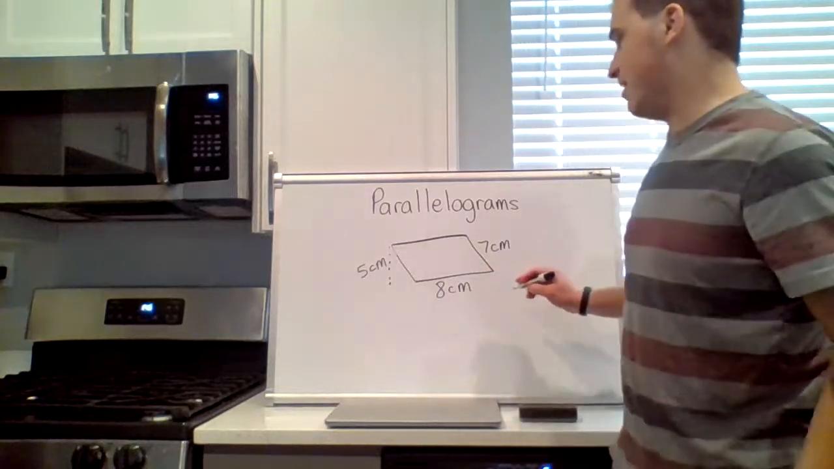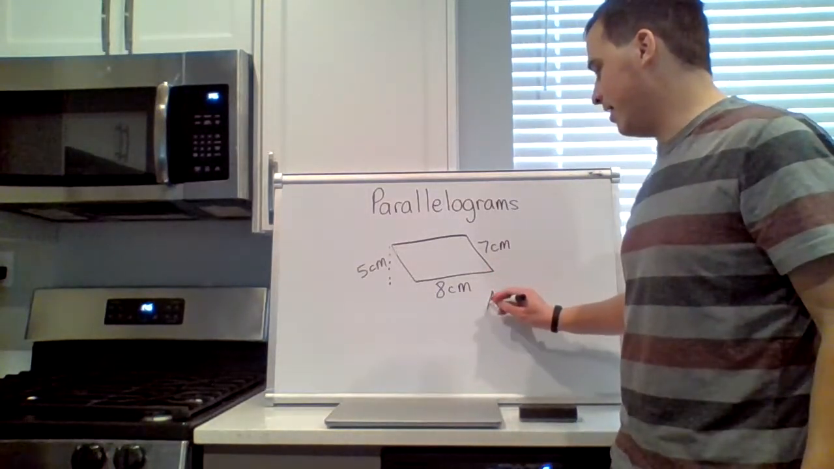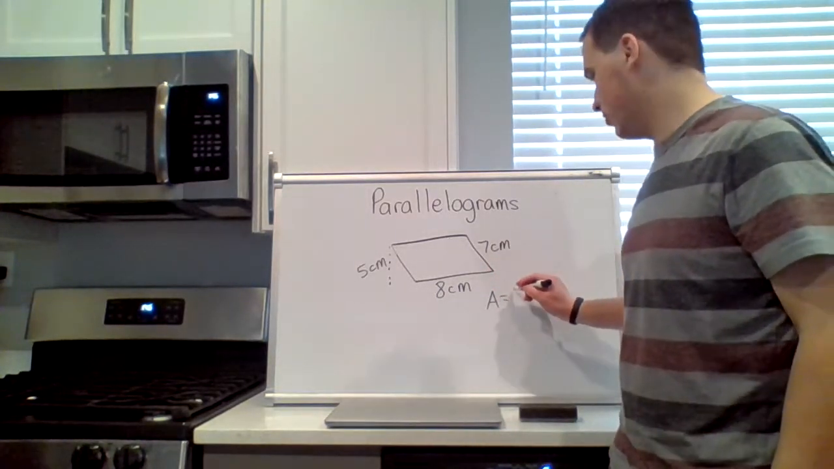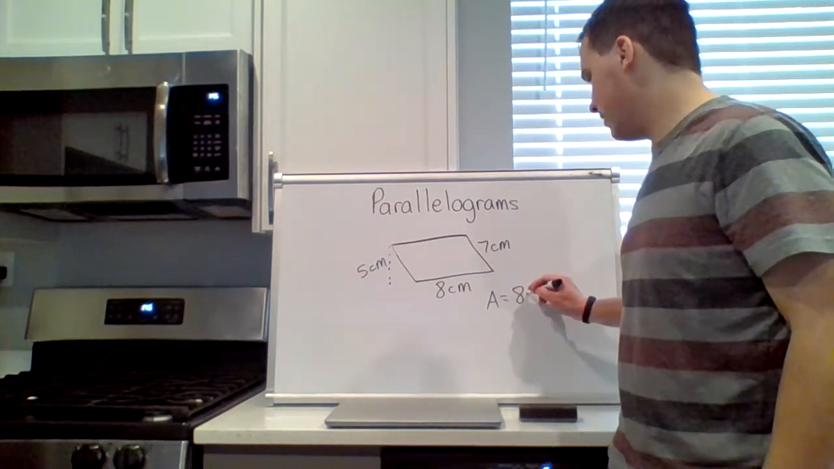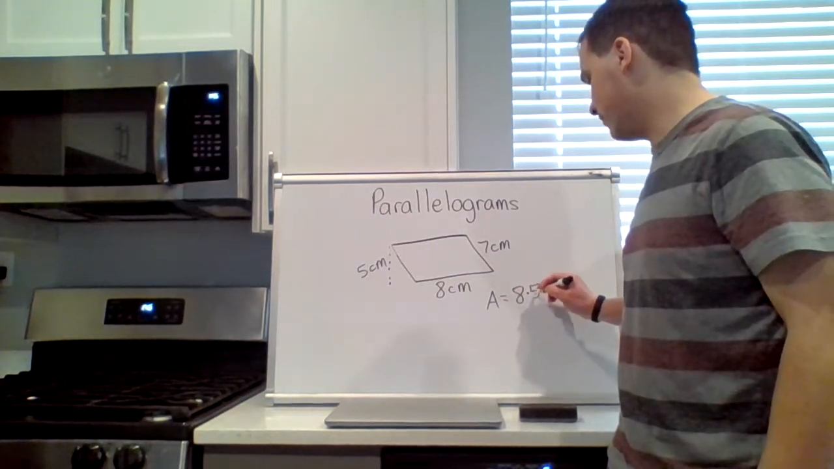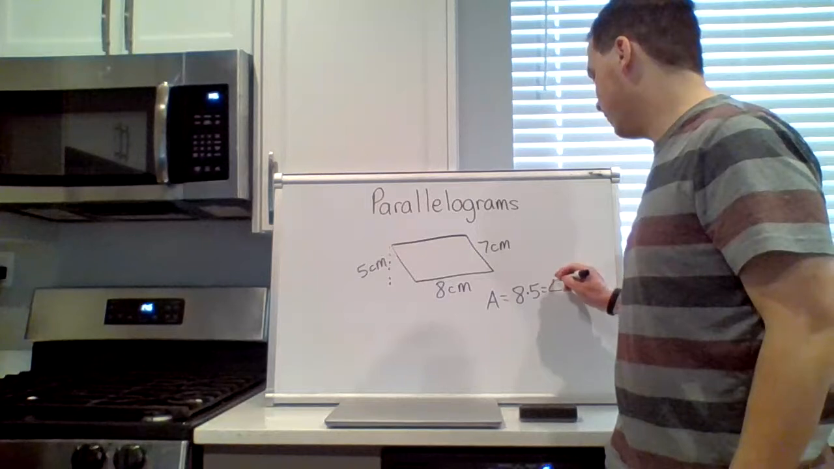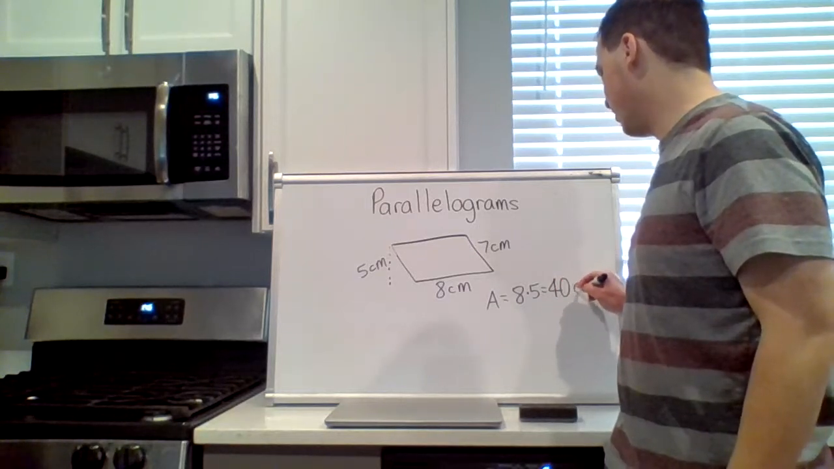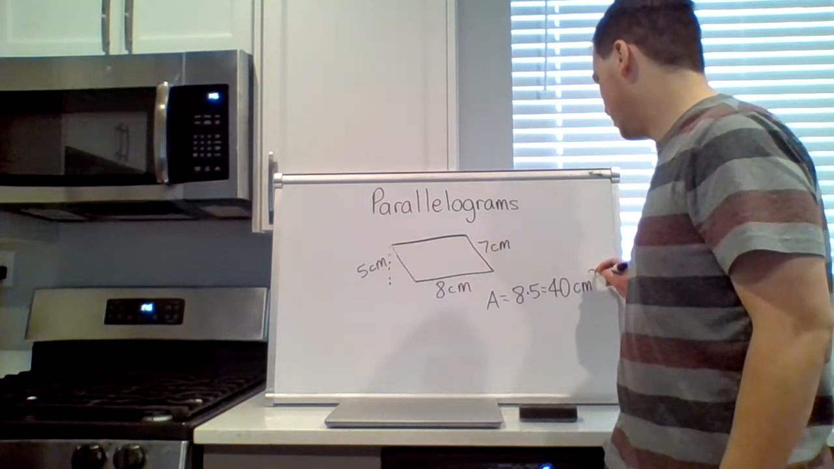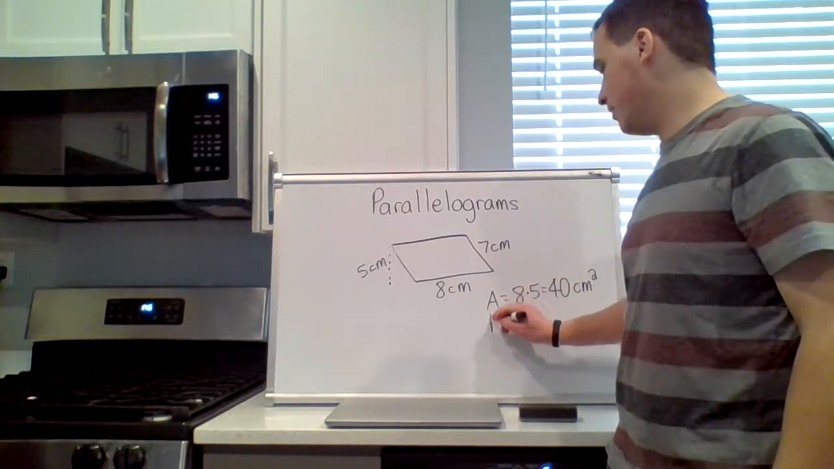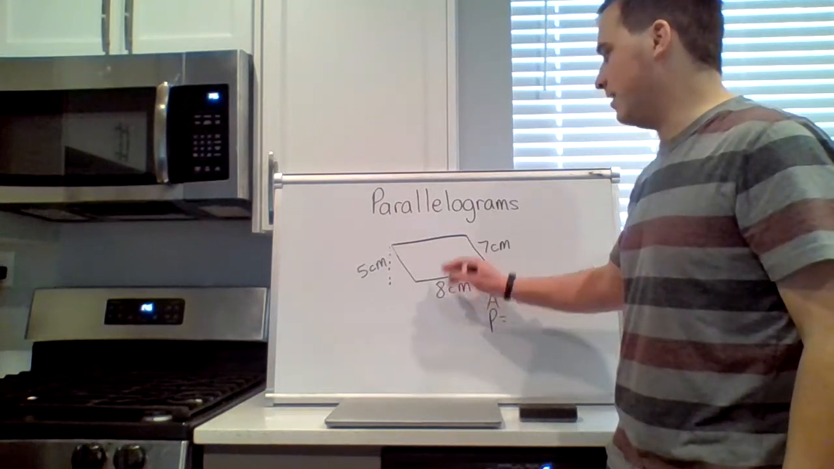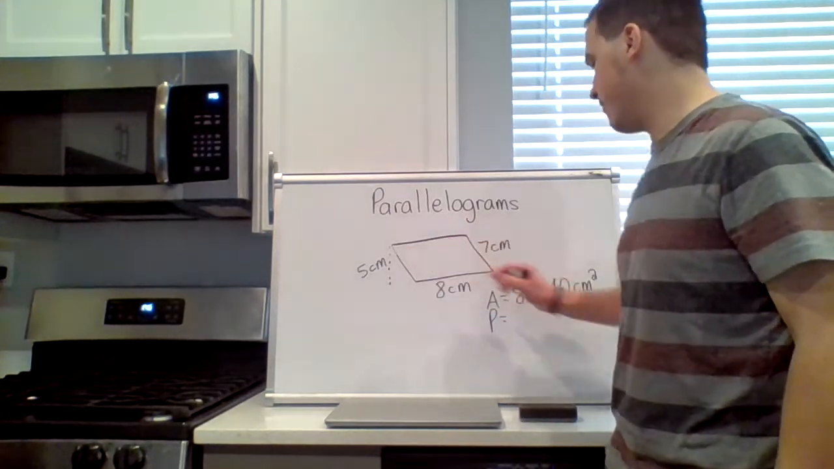In this case, the area is the length of the base, which is 8, times the height, which is 5. That gives you 40 square centimeters. The perimeter is 8 plus 8 plus 7 plus 7.